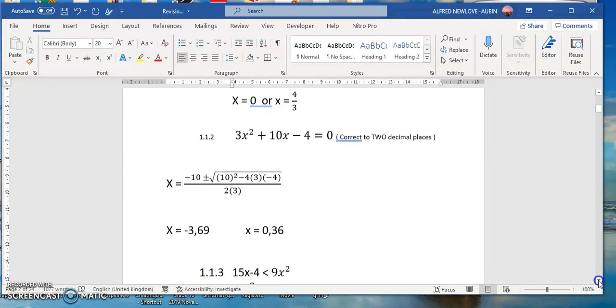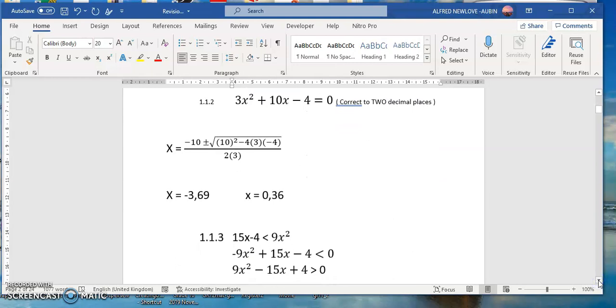Okay. Then the next question is, we are still solving for x. 15x minus 4 is less than 9x squared. So here we are supposed to find the critical values. So we decided to bring our 9 to this side, it is going to be minus. Then our 15 plus 15 is still here, and our minus 4 is still here. It's less than 0.